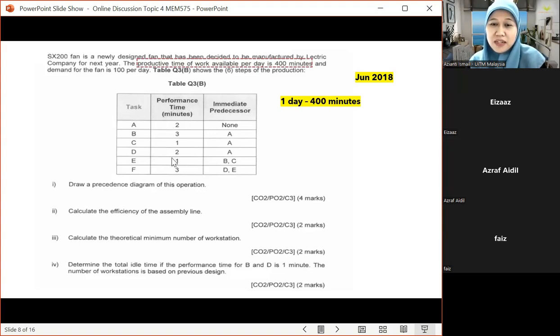Okay, check dulu dalam minit. Okay, perlu tak convert? Tak perlu sebab dalam minit dah. Okay, set. And demand for a fan. Okay, ni kilang buat kipas 100 per day. So, ada satu lagi information. Within one day, dia buat 100.